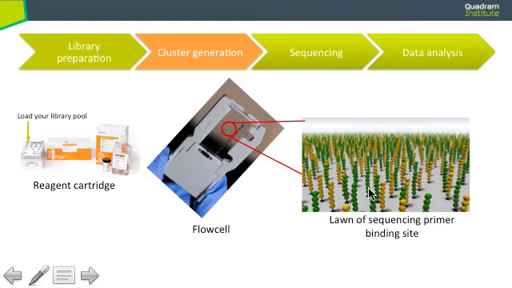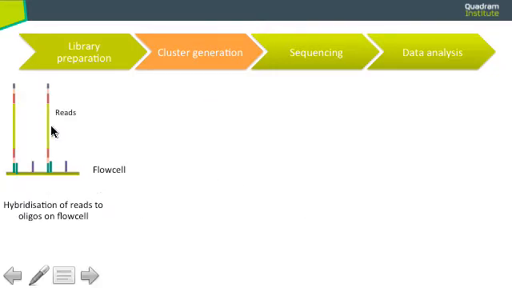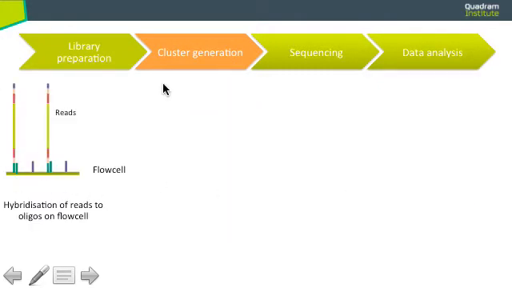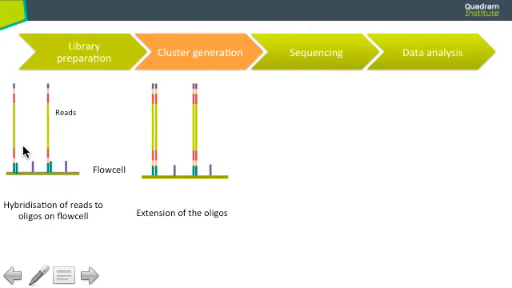When you zoom into this part of the flow cell, you have this lawn of sequencing primer binding sites. This is the site that you see in the adapter sequence at the end. So once you load your sample inside, your DNA fragments, which have the adapter sequences, will bind to this site here. And once it binds here, there's a polymerase that will then extend its part to make it double-stranded.